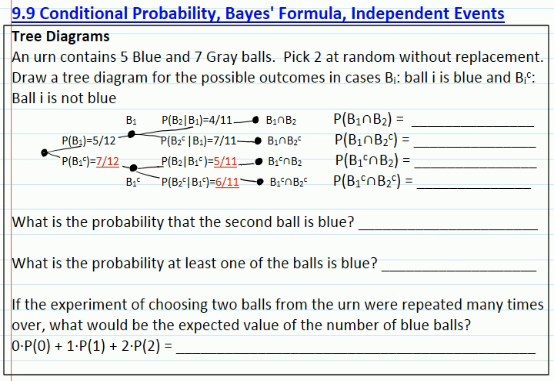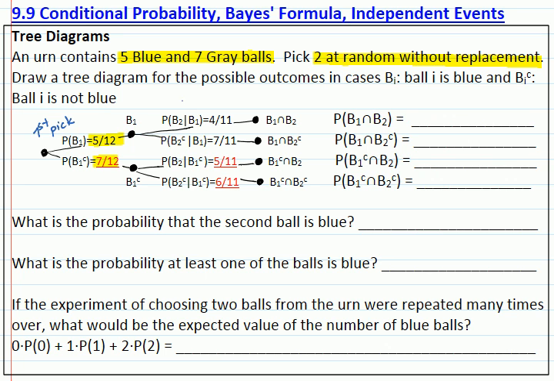To see an example of how to use conditional probabilities, let's assume that we have an urn that contains 5 blue and 7 gray balls, and we will pick 2 at random without replacement. We are going to draw a tree diagram for the possible outcomes, where Bi is ball i is blue, and Bi complement is ball i is not blue. So when we do our first pick, we have 2 choices. Either ball 1 will be blue, 5 out of 12 probability, or ball 1 will not be blue, 7 out of 12 probability.